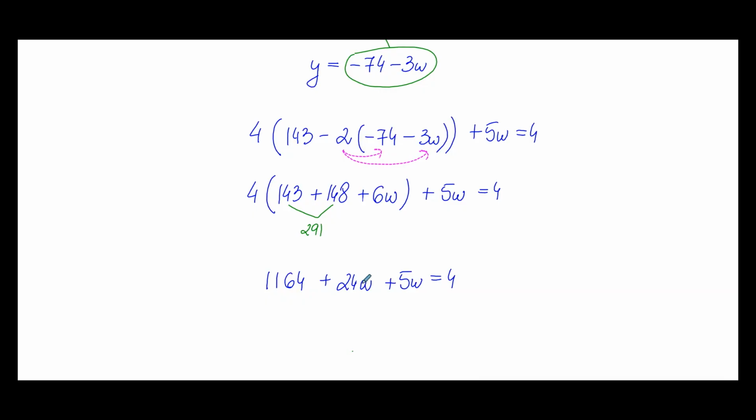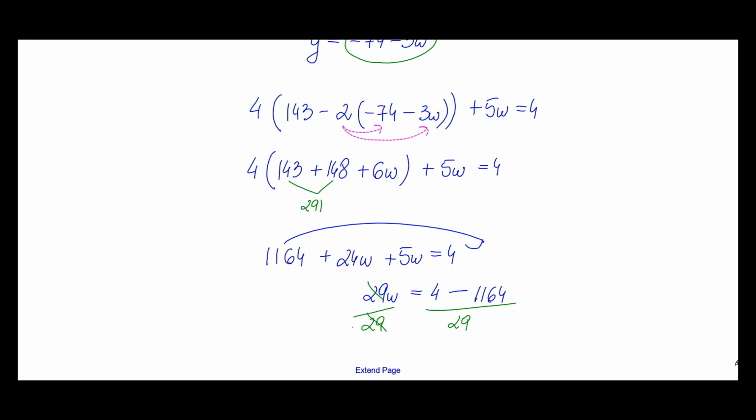Now we can see the 2 w's: 24w and 5w will be 29w. And we move our number to the other side to join 4. So 4, and while moving that, we change the sign, so minus 1164. Now to have w, what do we do? We divide both sides by 29. We eliminate that number that stands beside w. We put the other side of the equation in the calculator, we press equal, and we get that w is minus 40.